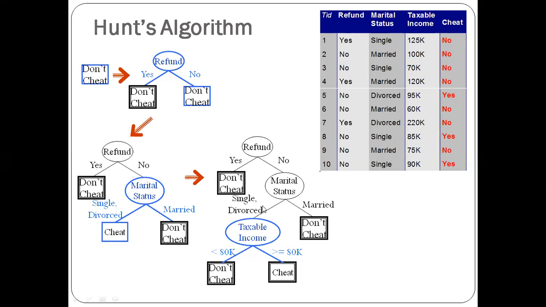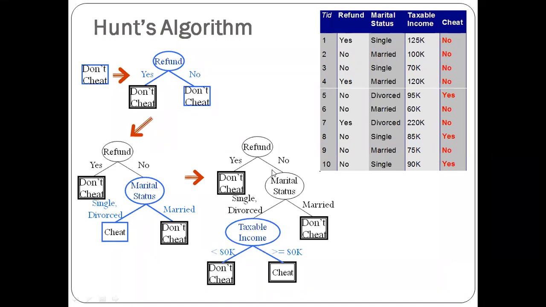For the people who are single and divorced, who have not done the refund, and whose income is less than 80K, again they have not cheated. So based on this we need to consider three attributes here: refund is no, marital status is single and divorced, and the class label is no for income less than 80K, that is, 70K if you consider. So for taxable income less than 80K, we have considered the leaf label as don't cheat.